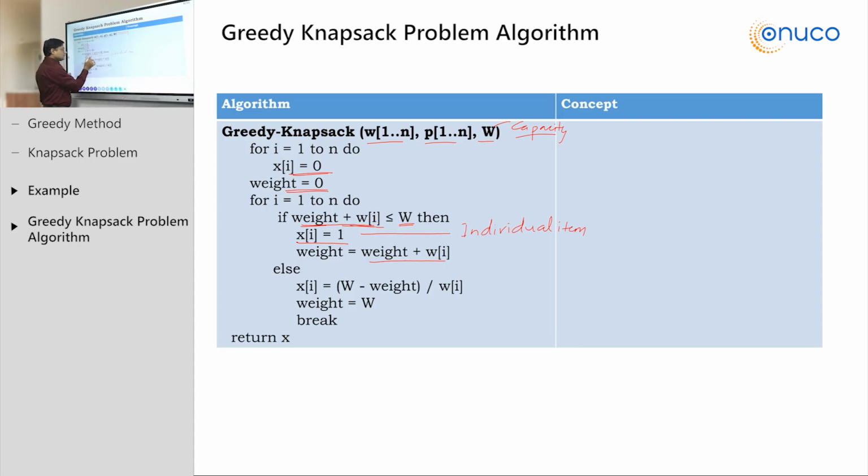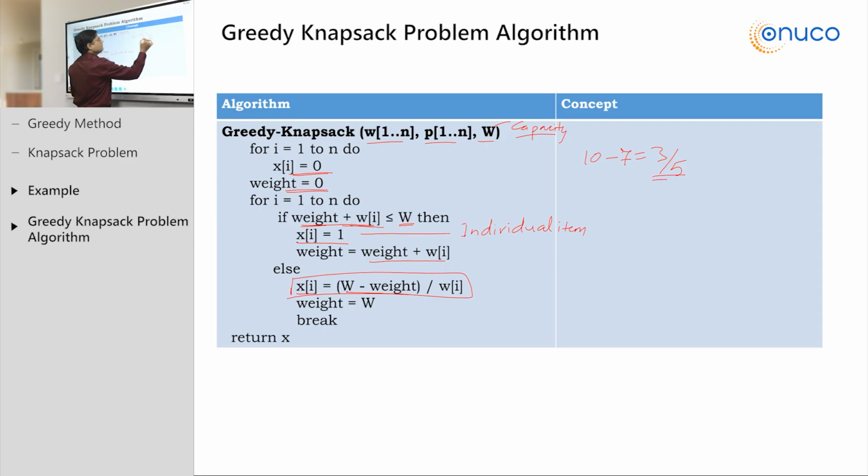If you are not going to select, x of I is equal to 1 for that individual item, the complete item you are not going to select. What did we do in the example? We took the required weight divided by the total weight of that item as a fractional weight. So x of I is equal to W minus weight. The total capacity of the bag was 10 and we had 7 in the knapsack. So 10 minus 7 was 3, divided by the weight of the last item, the third item, which was 5. So 3 divided by 5. We computed this in our example in the last iteration.